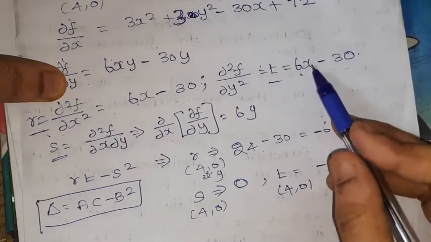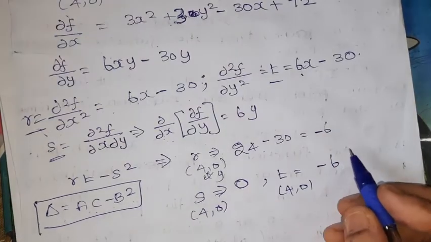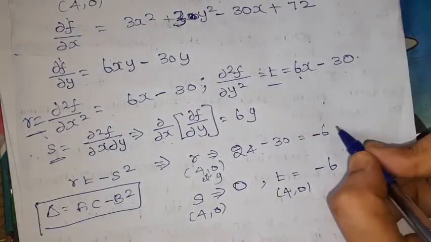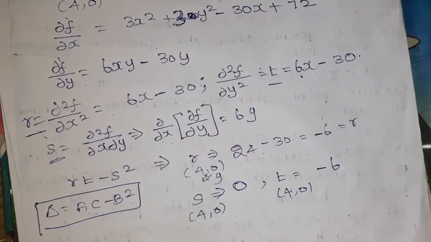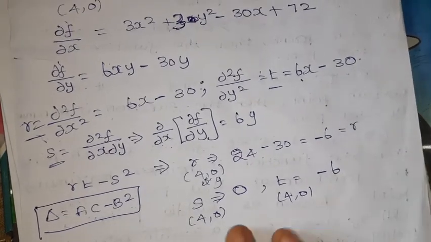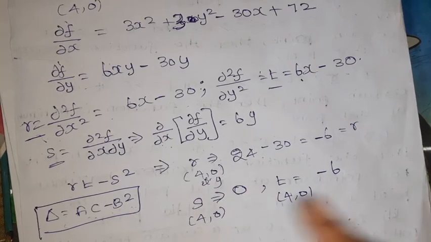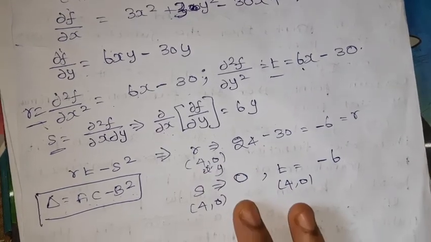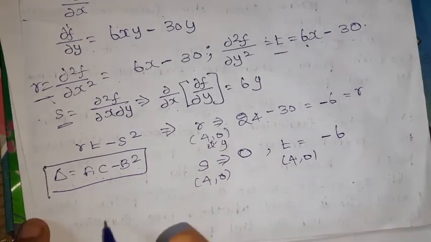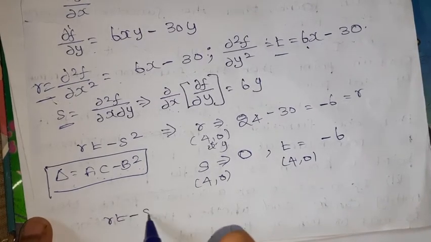6 into 4, 24 minus 30, we will get 26. This is R, S and T, right? R, S and T at the given point 4 comma 0. From this we need to find out two conditions, RT minus S squared, how it will be.